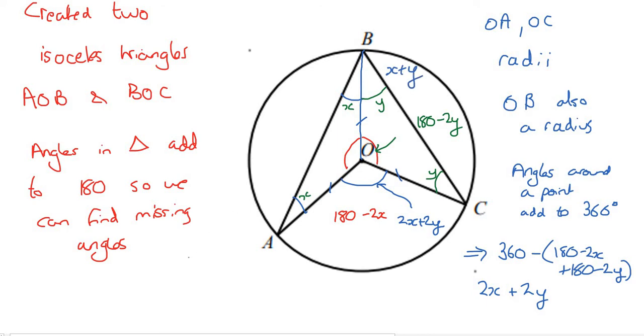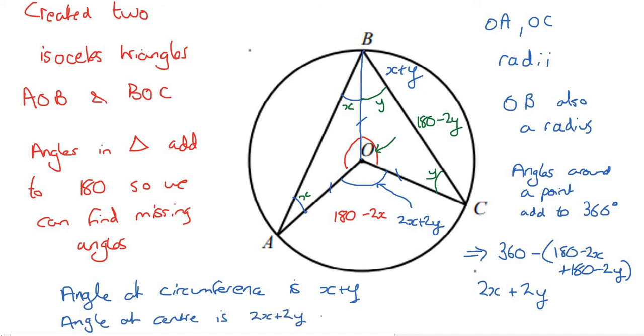So we're actually done, because the angle at the circumference is x plus y, the angle at the centre is 2x plus 2y, and this is the same as 2 lots of x plus y. So we are done. We've proved that the angle at the centre is twice the angle at the circumference.